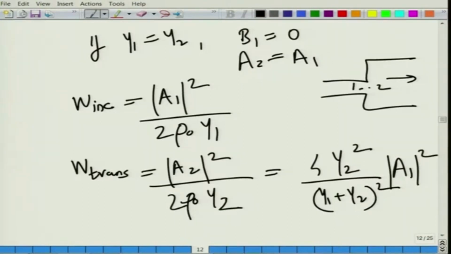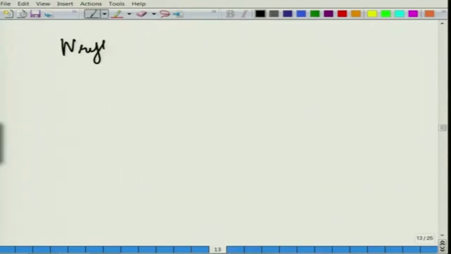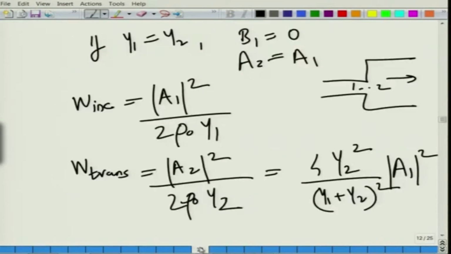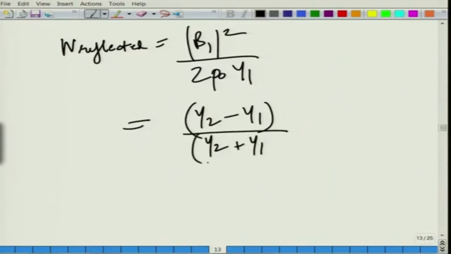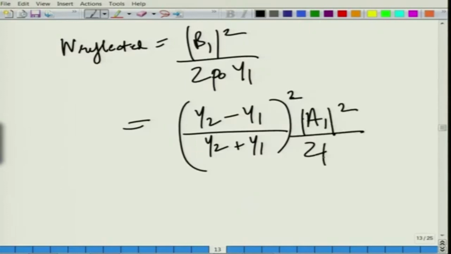Similarly, we can find the power that is reflected back, which is |B1|² divided by 2 rho naught times Y1. I need to be correct here; I forgot a term, apologies. So this will get cancelled, this will get cancelled, and we will see how it all works. Let us quickly derive the expression for this one. B1 is nothing but (Y2 minus Y1) whole square by A1 mod square, divided by 2 rho naught times Y1.